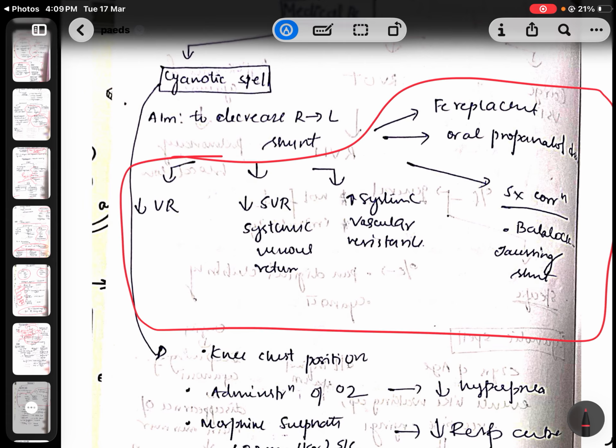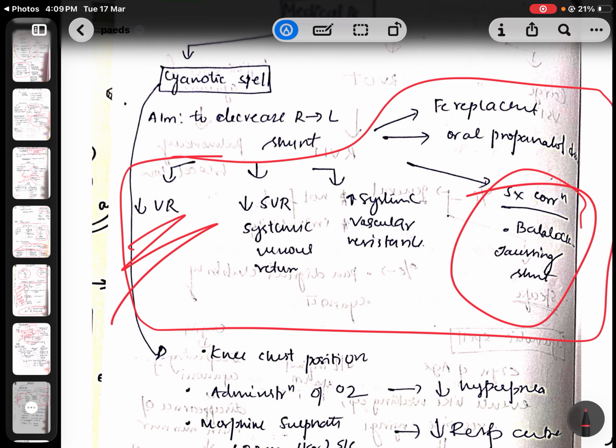Again, you can reduce systemic venous return so that there is less preload, the same as reducing SVR. And again, you have to increase systemic vascular resistance so there is less shunting. You can also do surgical correction at 1 year, that is the BT shunt. You can also give oral propranolol, and also iron chelation.